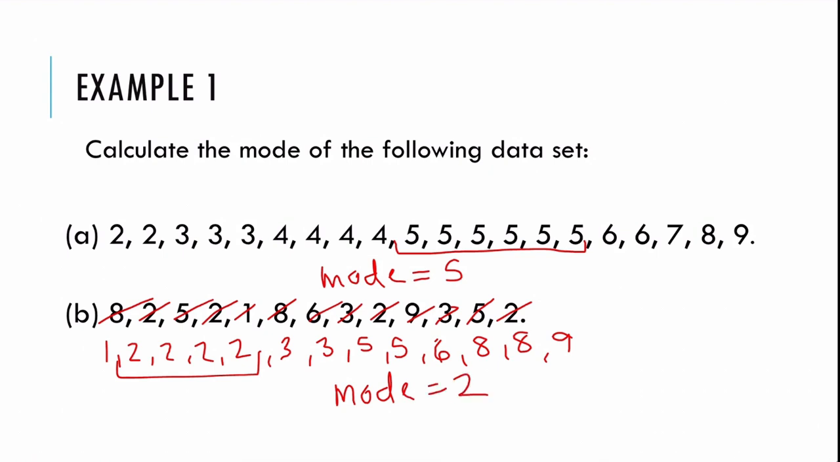Now, if in example B we also had 4 of another number, so for example if we had 4 2s and 4 3s and they were both the numbers that appeared the most, your mode would be 2 and 3. So you can have 2 modes if they are both the numbers that appear the most.